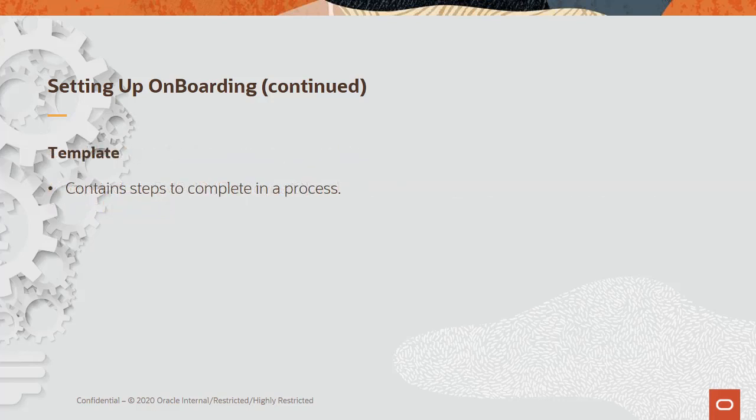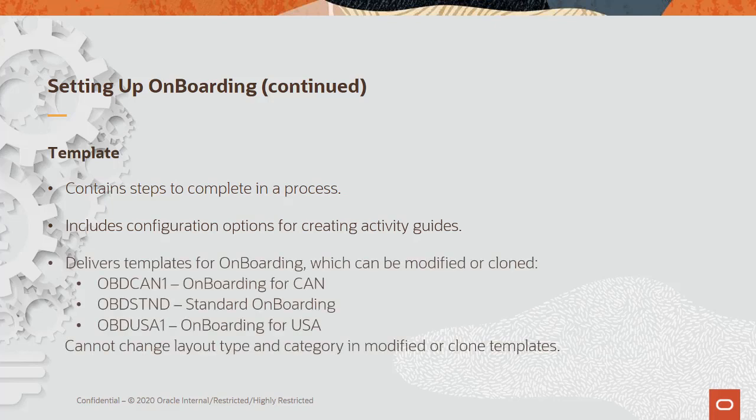An activity guide template identifies the steps that a user takes to complete a transaction or a process. It includes configurations for the layout and banner display of its activity guides, user security, user actions, steps, and so on. HCM delivers 3 templates for onboarding as system data. You can review these delivered templates and see if they align with your organization.